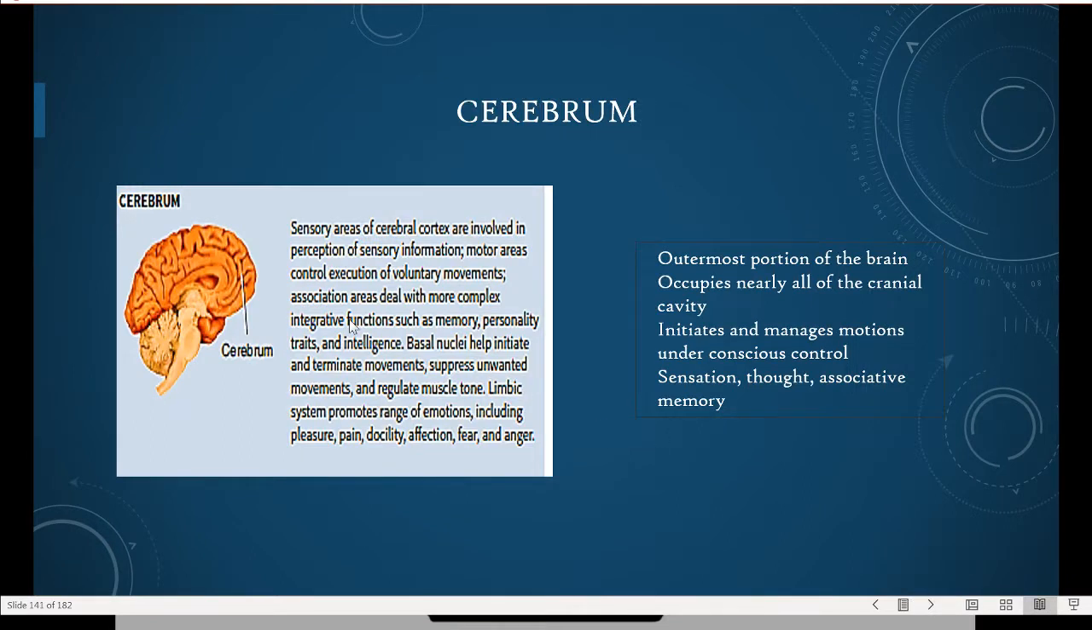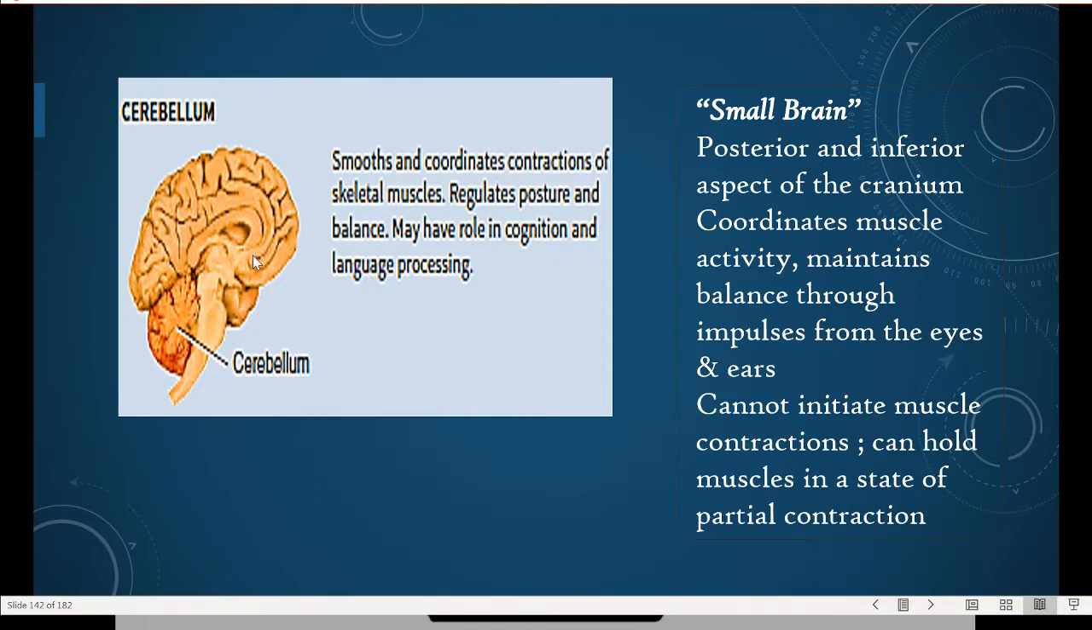Let's look at the cerebrum. The functions of the cerebrum: manage motions under conscious control, sensation, thought, and associated memory. Then we move to the cerebellum, also known as the small brain. Its function is to coordinate muscle activity and maintain balance through impulses from the eyes and ears.